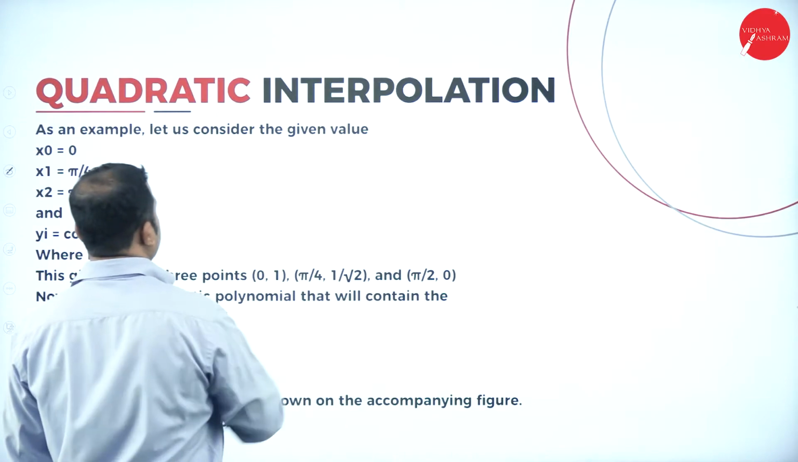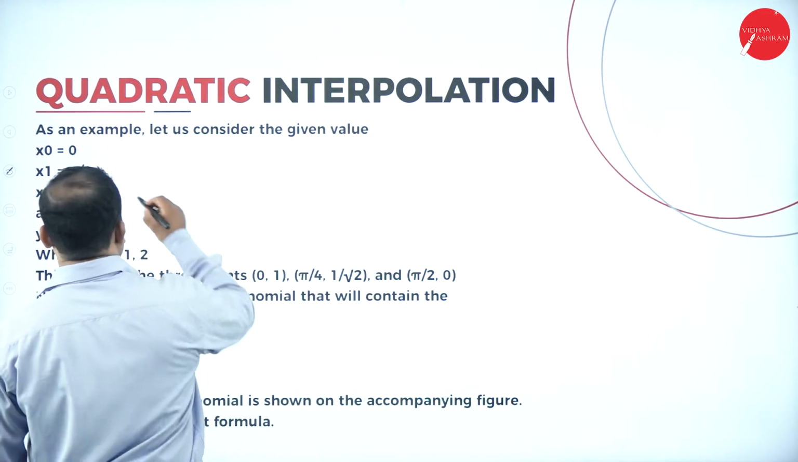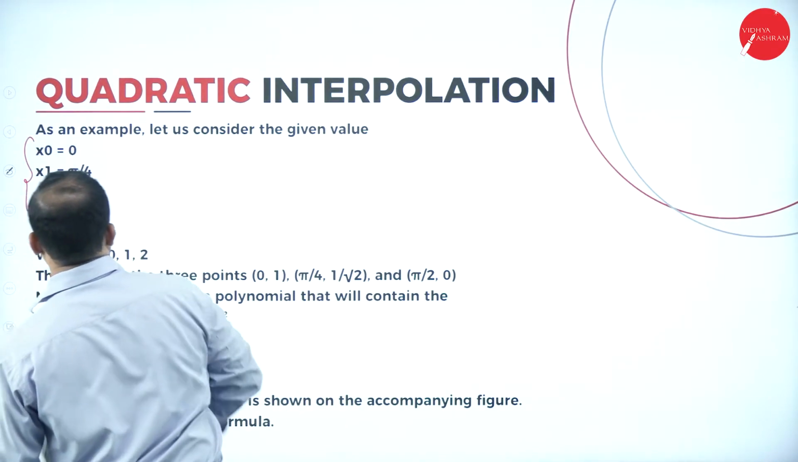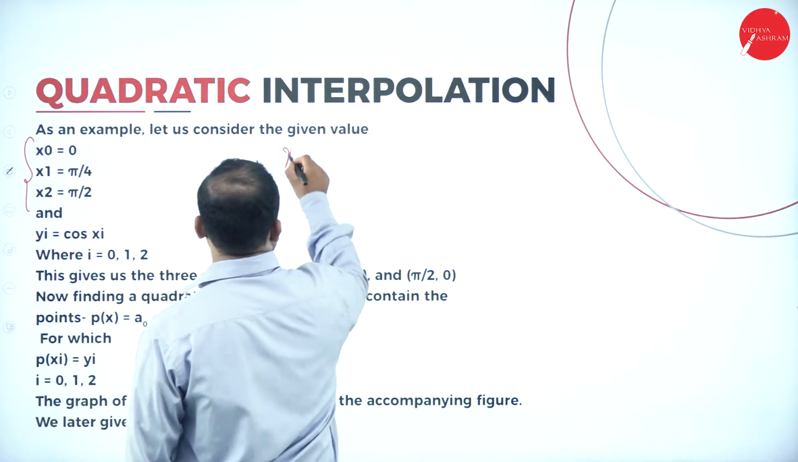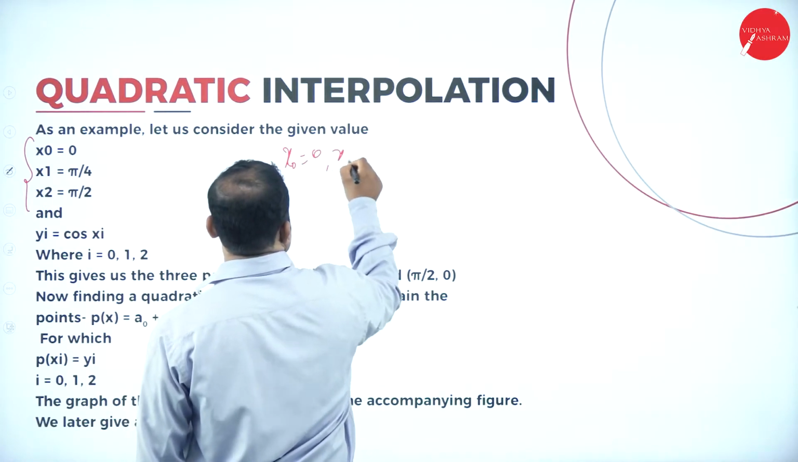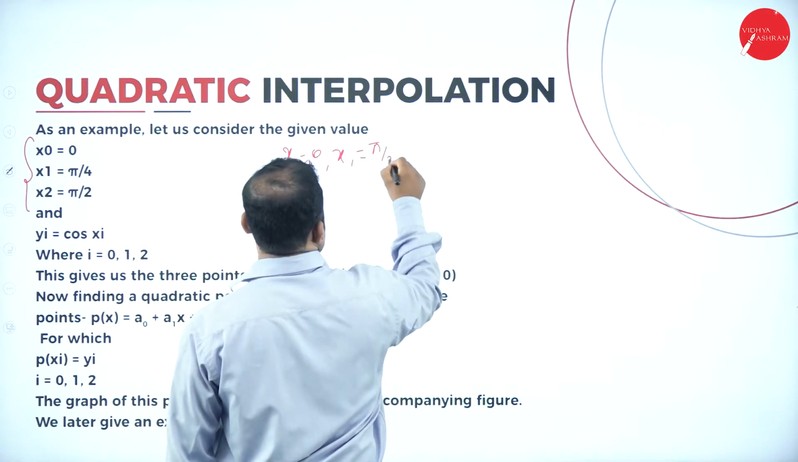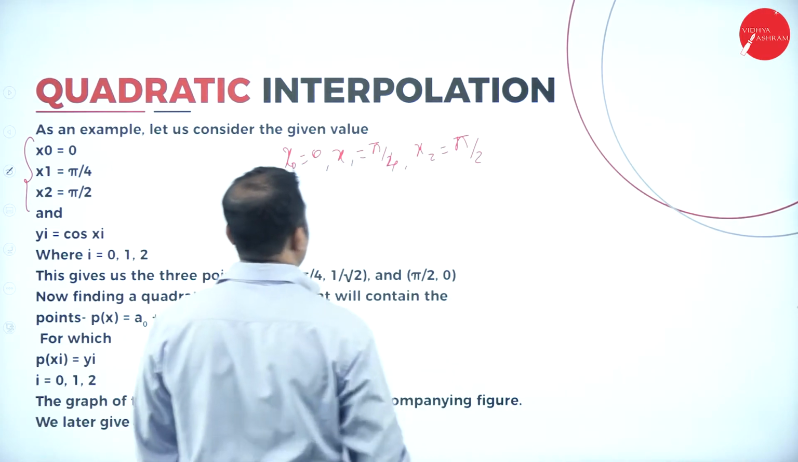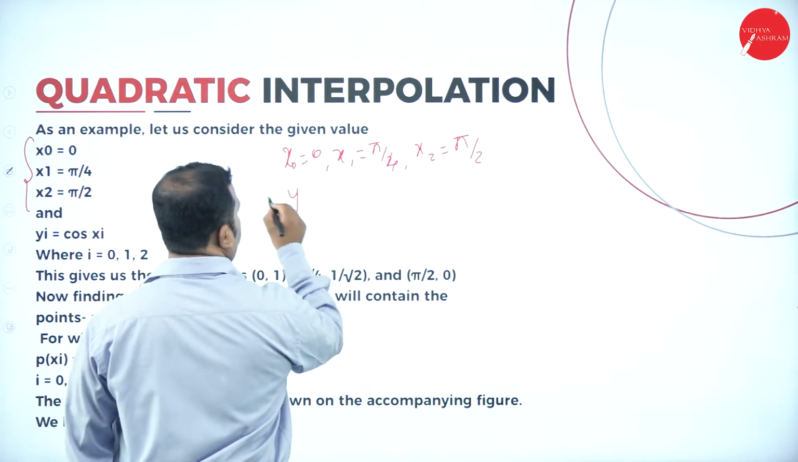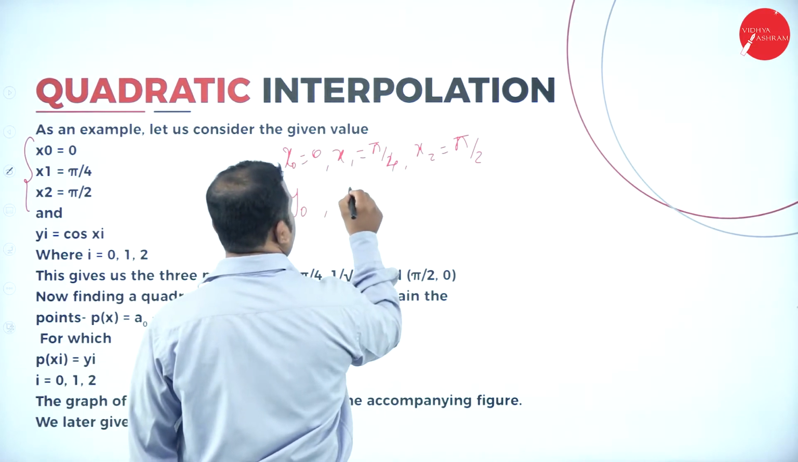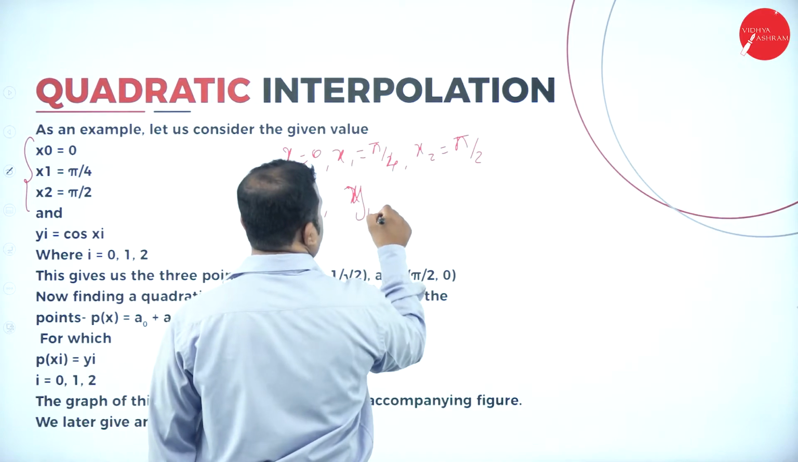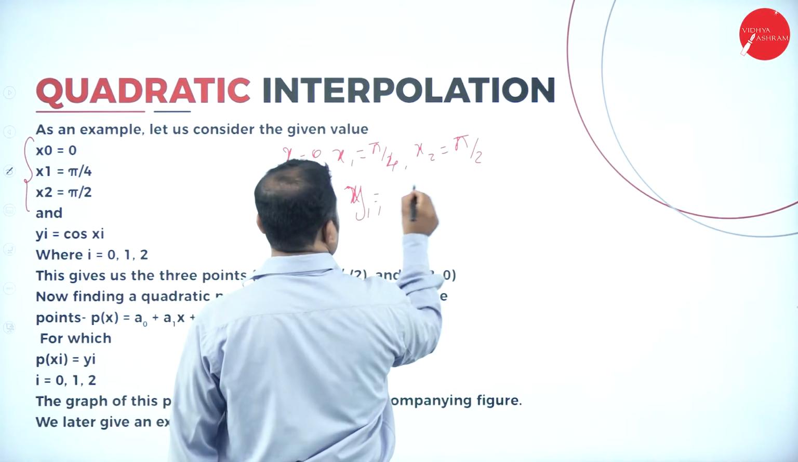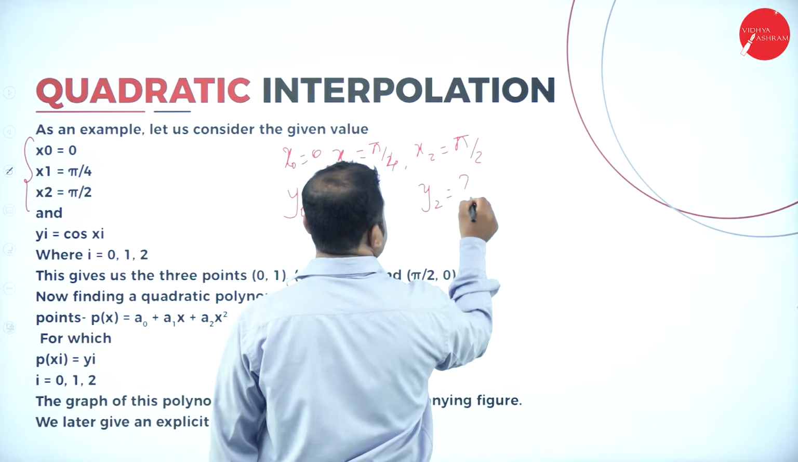Then let me consider one example, where the values of x are x0 equal to 0, x1 equal to pi by 4, x2 equal to pi by 2. If that is the case, I have to find out the value of y. What is the value of y0? What is the value of y1? What is the value of y2? All these must be determined here.